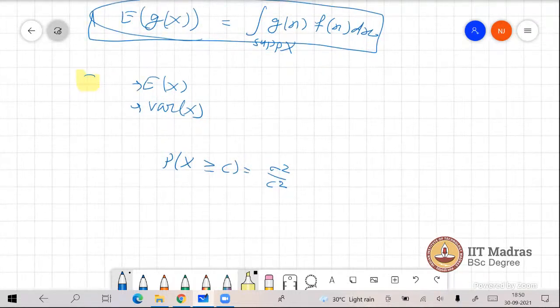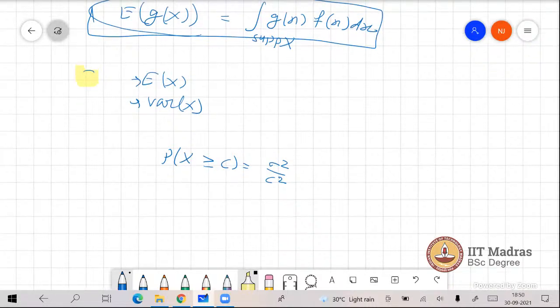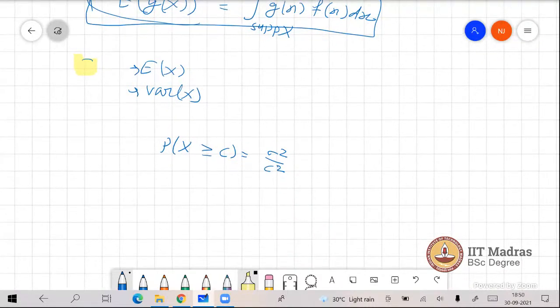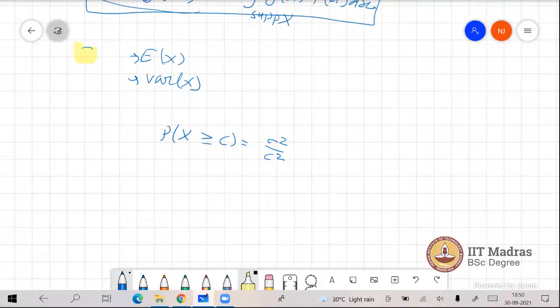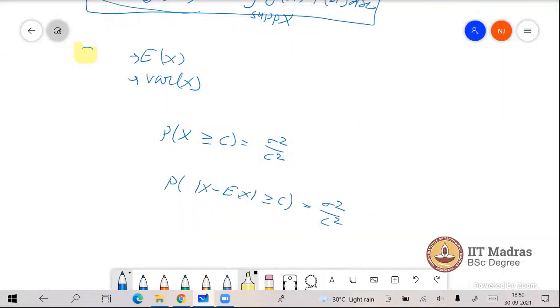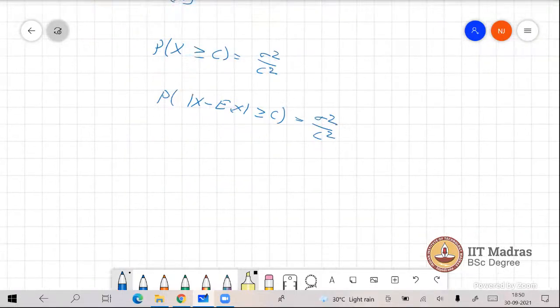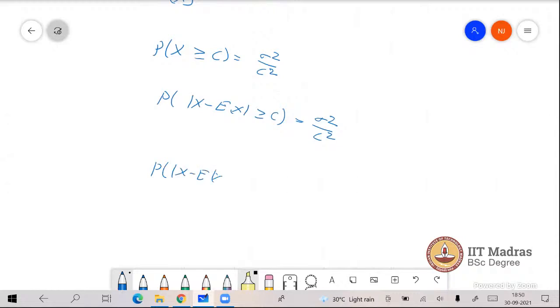No, it's not like that. It is P of mod of x minus expectation of x, that is x minus mu, greater than or equal to c, is less than or equal to sigma square by c square, right? Or simply you can write P of mod of x minus expectation of x greater than or equal to k sigma is less than or equal to 1 by k square.